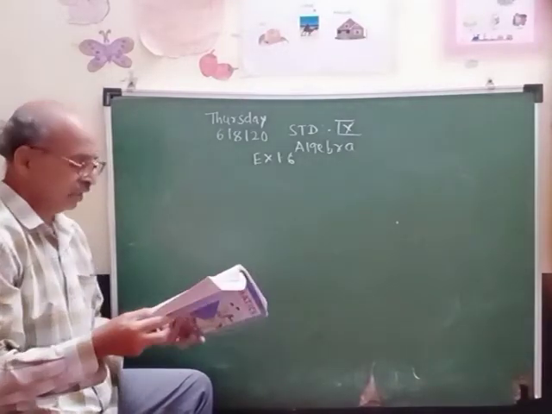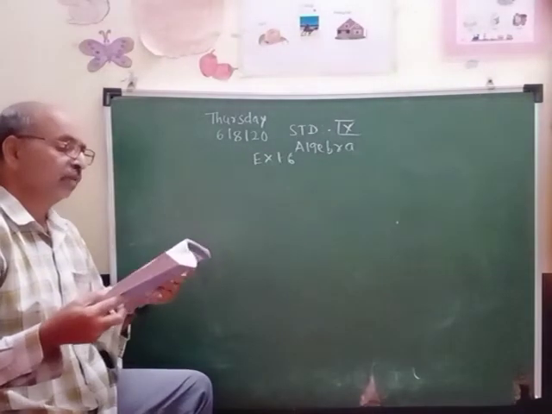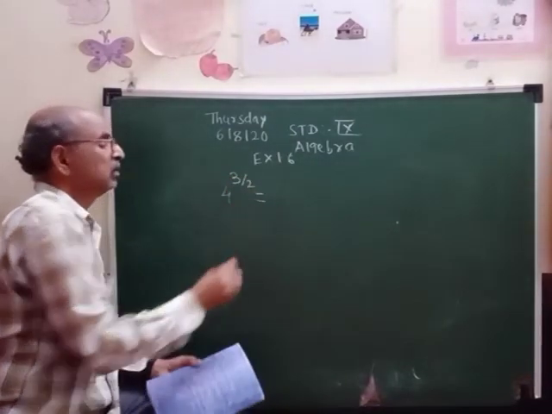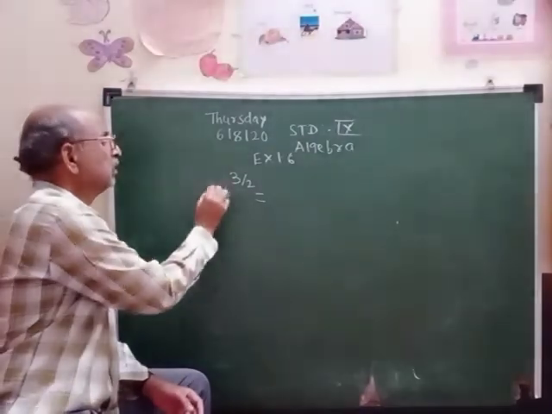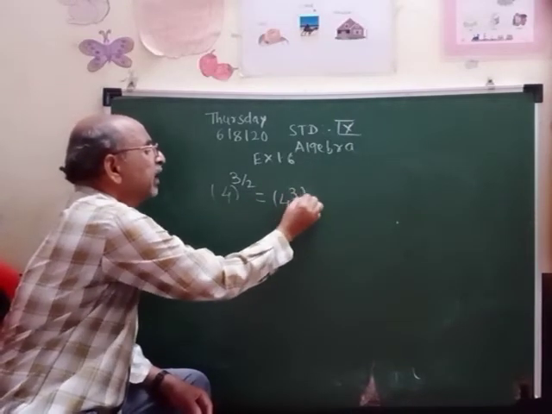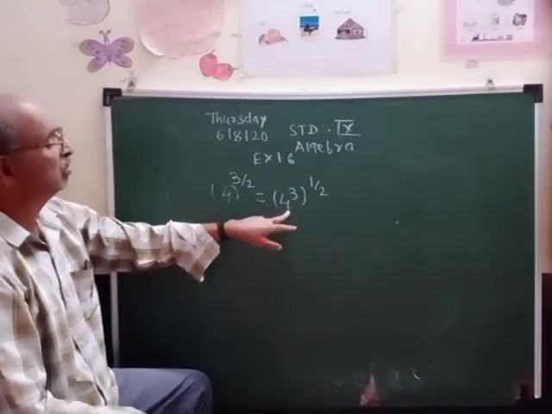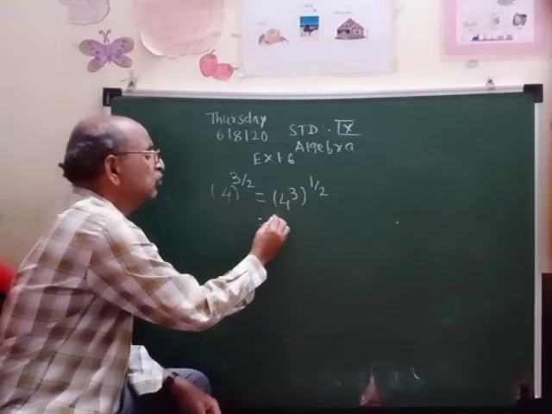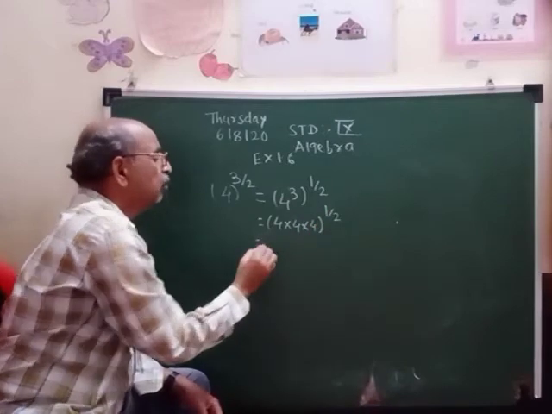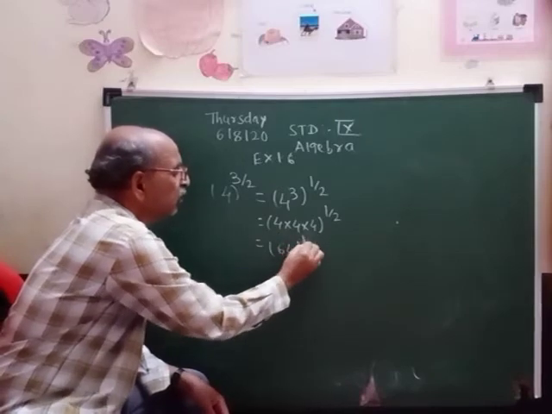One more thing. Now one more you see, that is 4 raised to 3 upon 2, we have to find out. So here 4 raised to 3 and bracket raised to 1 half. Now we first solve 4 raised to 3. 4 raised to 3 means 4 into 4 into 4, raised to 1 half. Now 4 into 4 is 16, 16 into 4 is 64. 64 raised to 1 half.